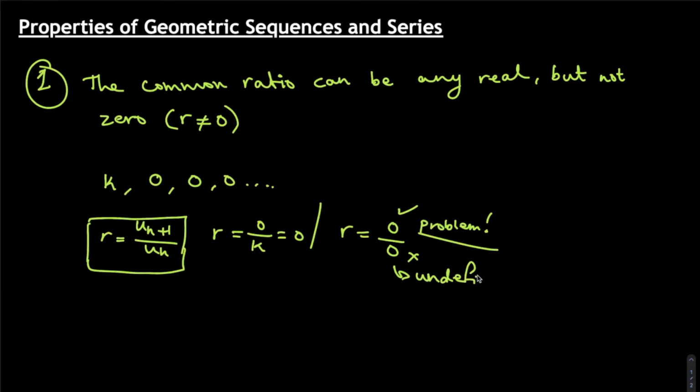There's no definite value, or some math teachers even say it's infinity. Undefined, infinity, they mean the same thing, because when a number goes to infinity, it's so large that you can't define it. Hence the word undefined. I think I've misspelled it here, so I'll just rewrite it. Undefined. Because of this, we cannot have a common ratio of 0.